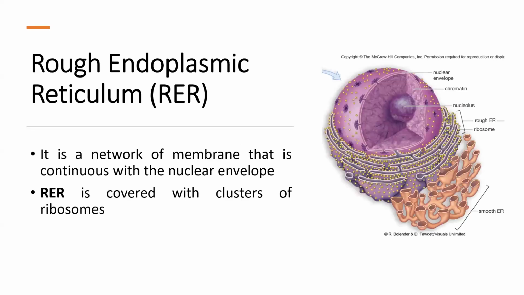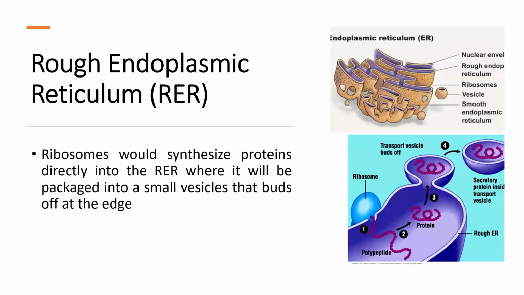So here it is again. We know this already, so I'm not going to spend too much time on it. The rough ER is rough because it has clusters of ribosomes on them. And this is what I was trying to draw for you. Okay, let's take a look again. We have the ribosome on the surface, and it's making the protein directly into the ER. The protein folds up and moves towards the edge where it will bud off as a vesicle.